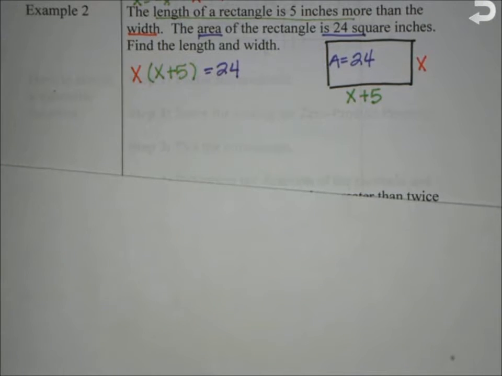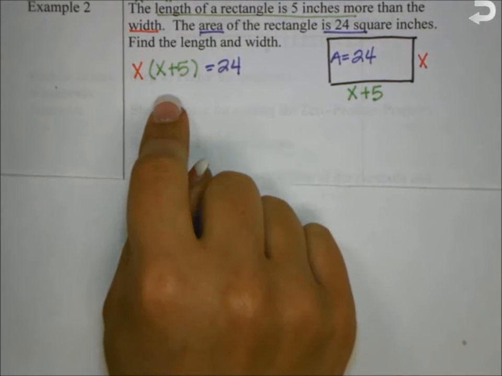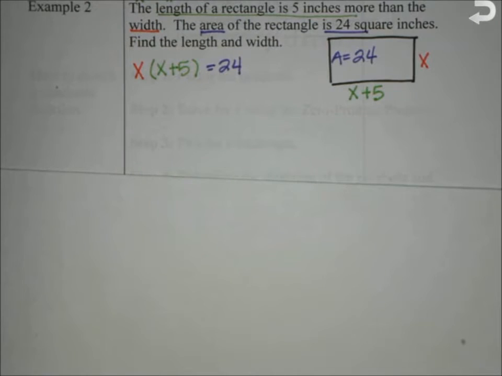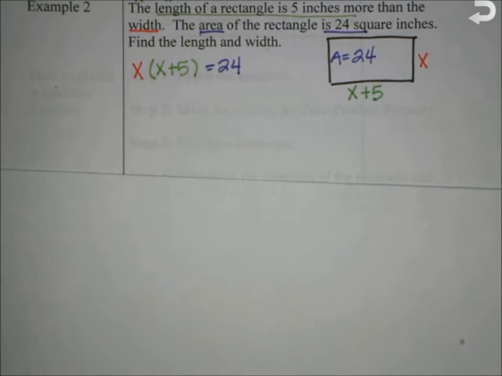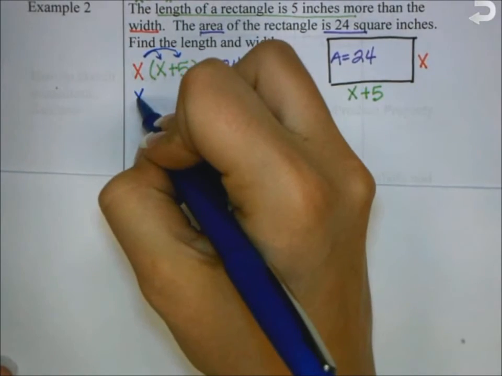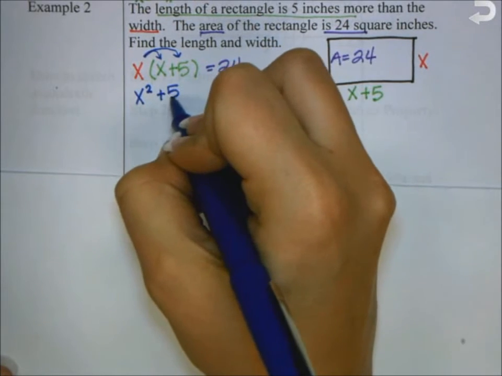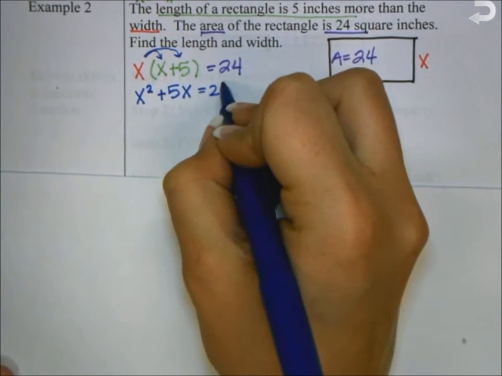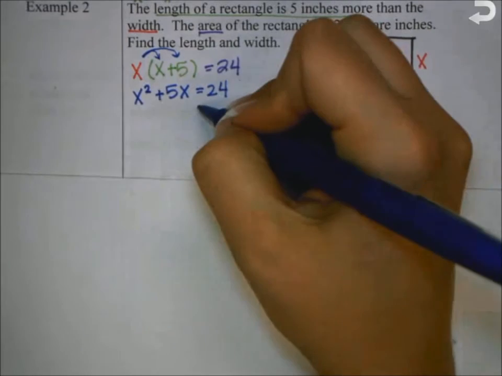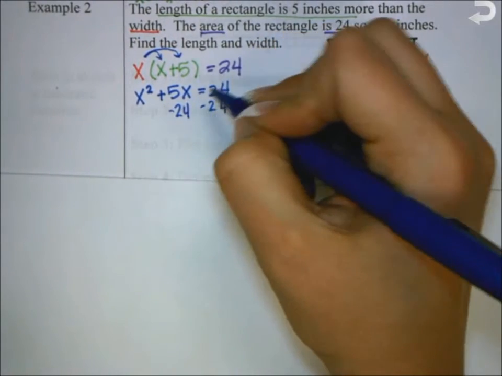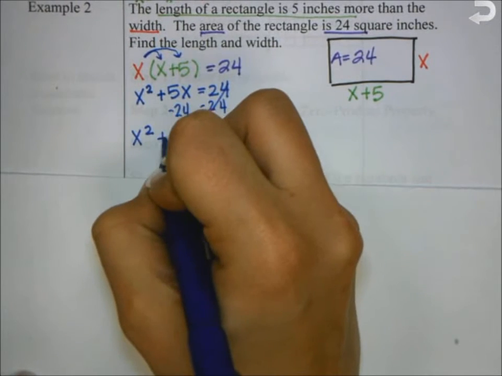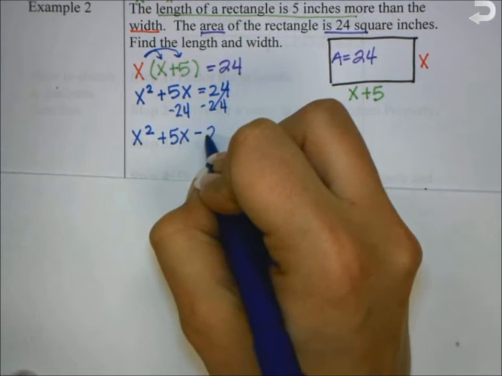Does this look like anything we can solve right now? No. What do you think we have to do first? We have to distribute the x. So distribute that x into the parentheses. So what do we get? x squared plus 5x equals 24. Are we ready to solve yet? Still no. What do I have to do? Subtract 24 because we need it equal to 0. So my equation is x squared plus 5x minus 24 equals 0.